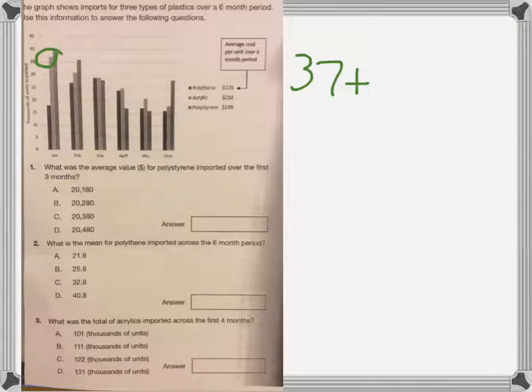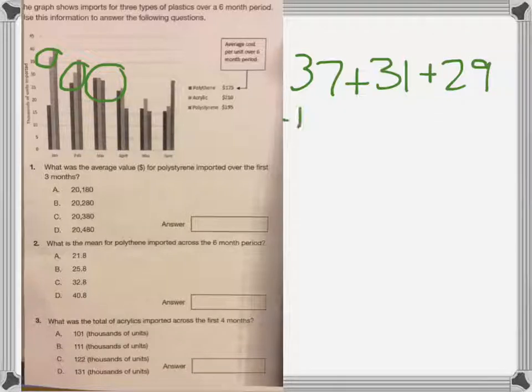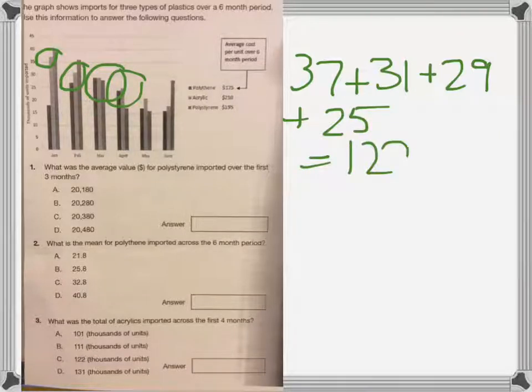For the second one, February, we've got just above the 30, so that's going to be 31. For the third one, we've got just below the 30, so that's going to be 29. And for April, I've drawn on that one, it's exactly on the 25 line. So if you add all of those together, you get 122,000 units, which is right down there. The final answer that we can see without even having to see answer D.